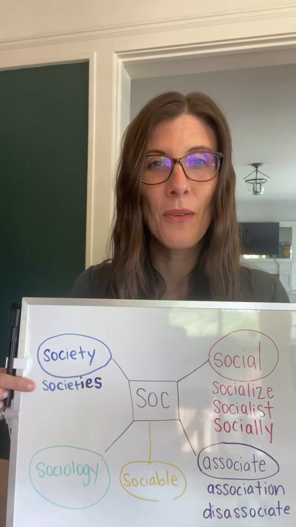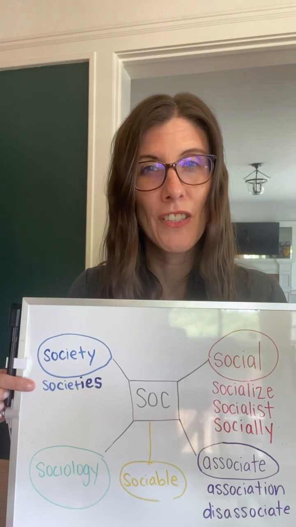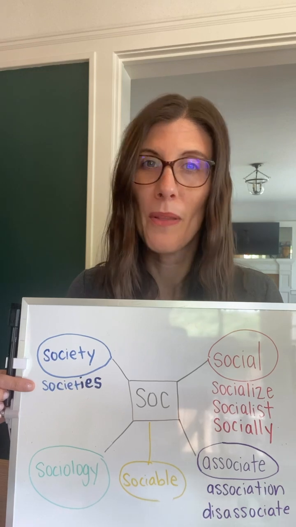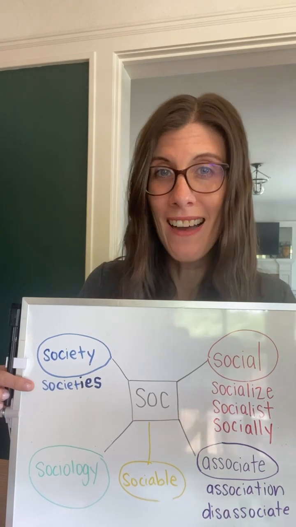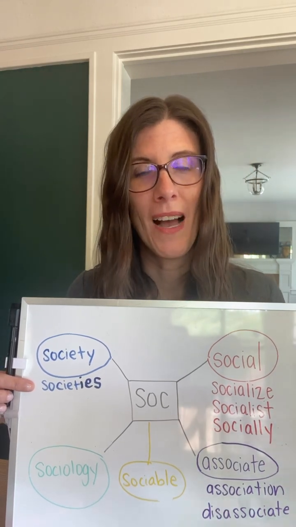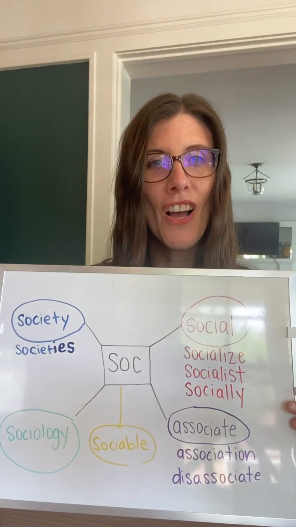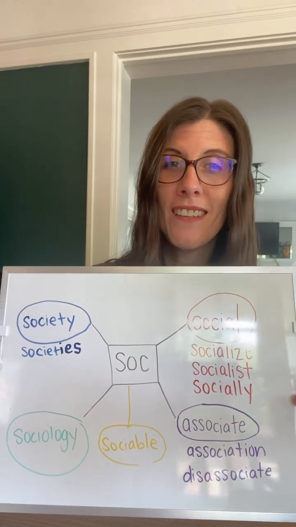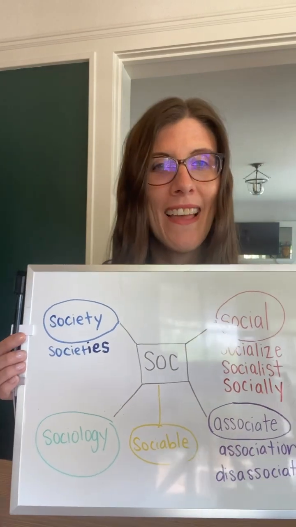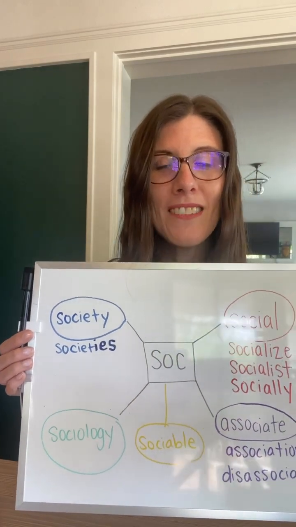And then, of course, societies uses the suffix changing rule where when a word ends with Y and we add a suffix that's not ing, we're going to drop that Y, change it to I, and then we're going to add the suffix. And then we have associate, association, disassociate, and then sociable and sociology.